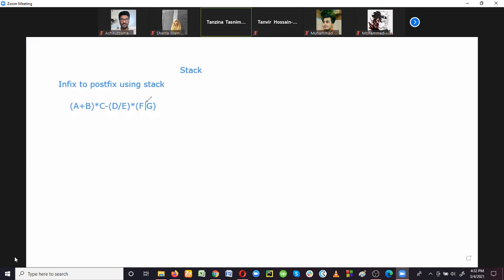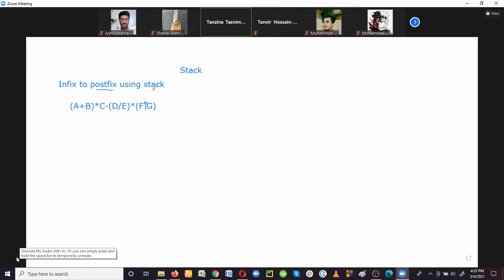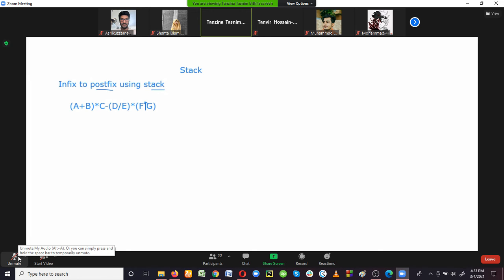Now how are we going to identify which notation we use for representing it: infix, prefix or postfix? Obviously infix notation, right? Because all these operators are placed where? Between two operands. That's why the given expression is represented in infix notation. And if we want to convert it into postfix notation using stack, then how many things do we need to have?